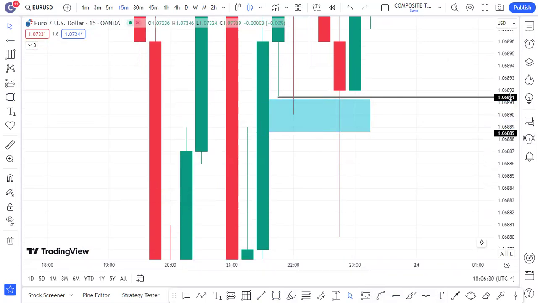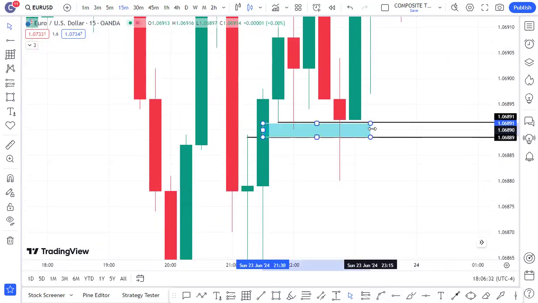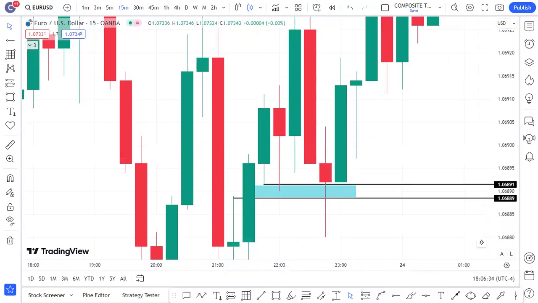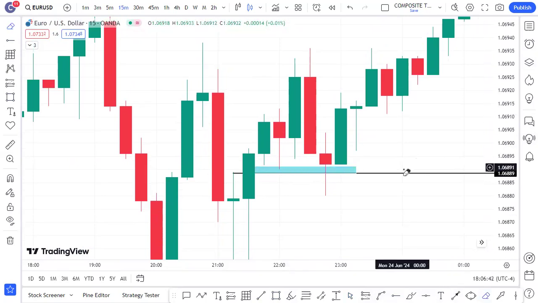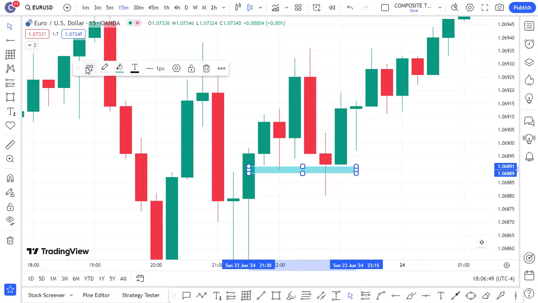That was later filled by price. You can see price went up and returned to fill this level. After here, price proceeded to the upside. So this is an imbalance that has been filled. This one.